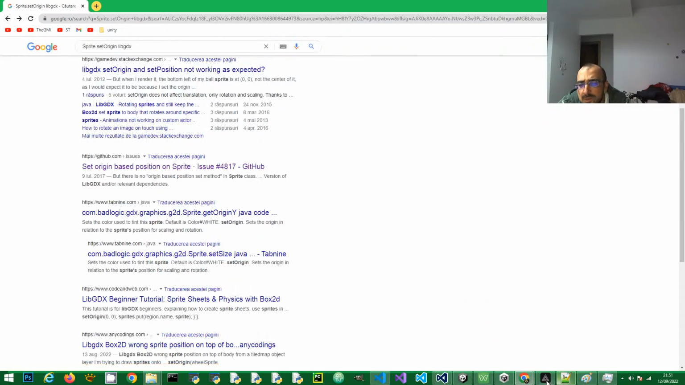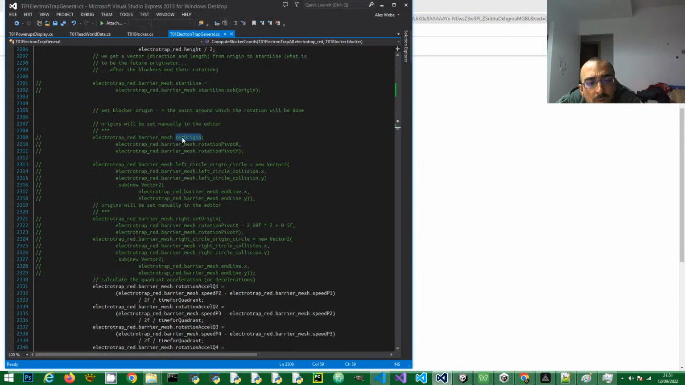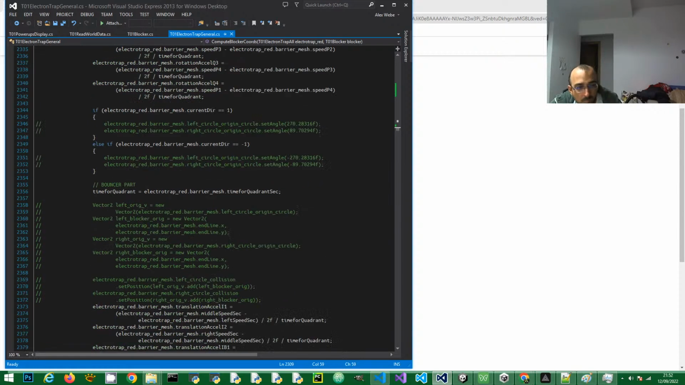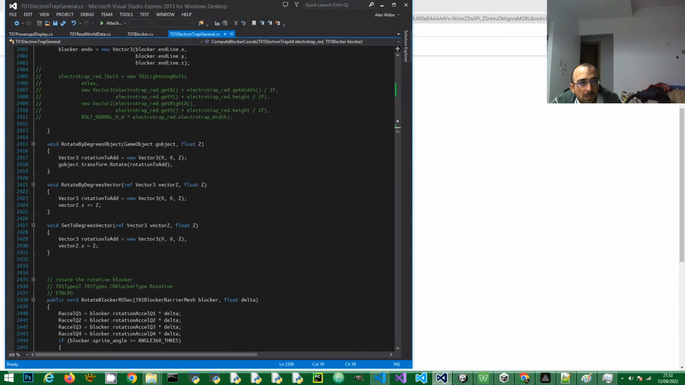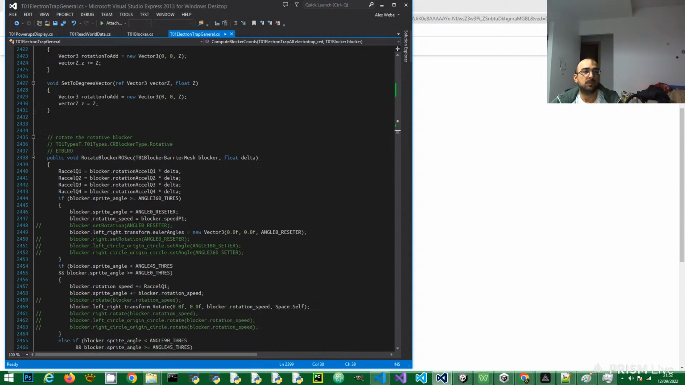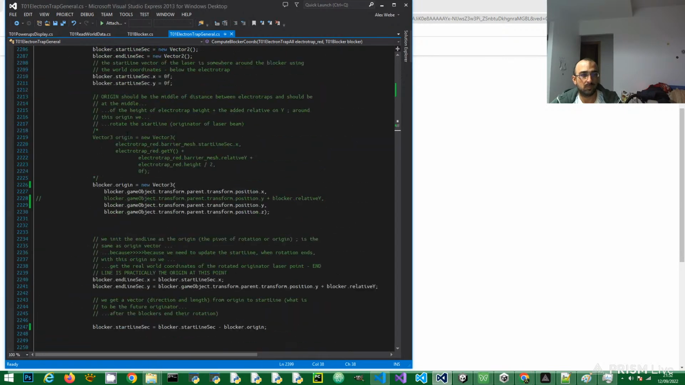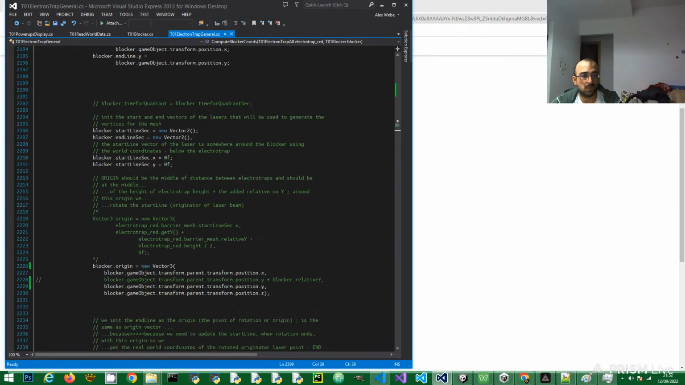Okay. This is it. This is the method that sets the position of the sprite, its center of rotation and scaling and position. Now, yep.